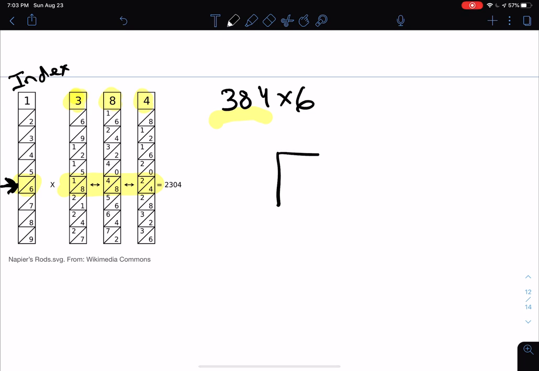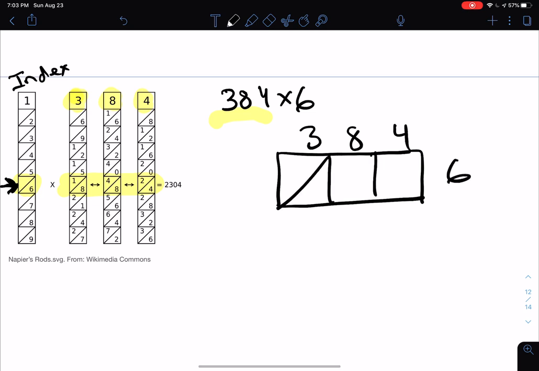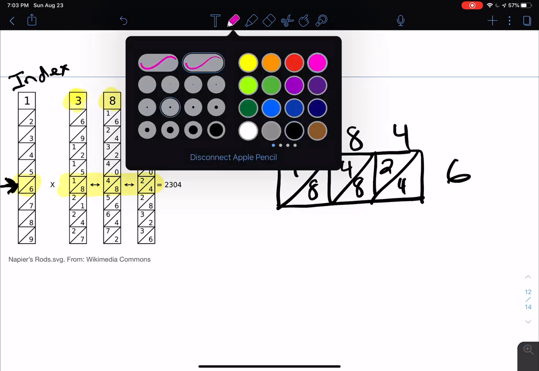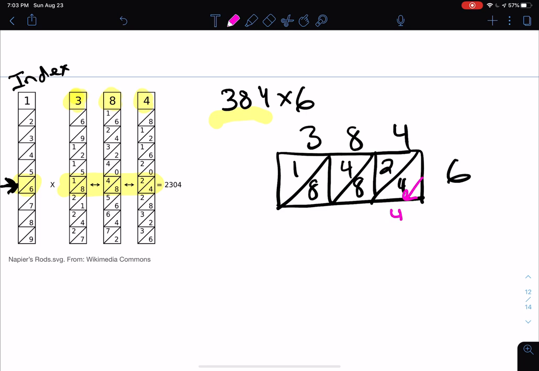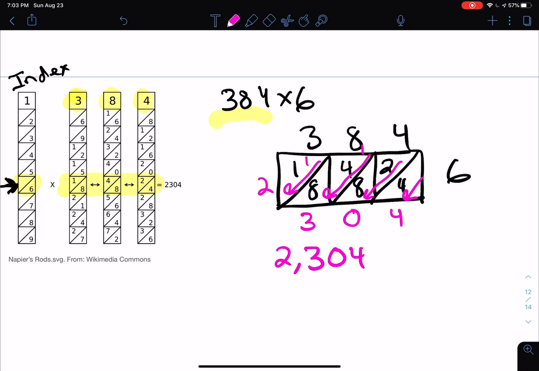Because if you write this out like you would in the galley method, it's like you have 3, 8, 4 times 6. But the nice thing about having these little rods is you don't have to write it out because it's already there for you. They've already got the little multiplications in there. They've got the fact that 3 times 6 is 18 in there. They've got 8 times 6 is 48. 4 times 6 is 24. So all that leaves you to do is to add up the diagonals, just like you do in the galley method. And so you get the 2,304. And that's it. That's the process.